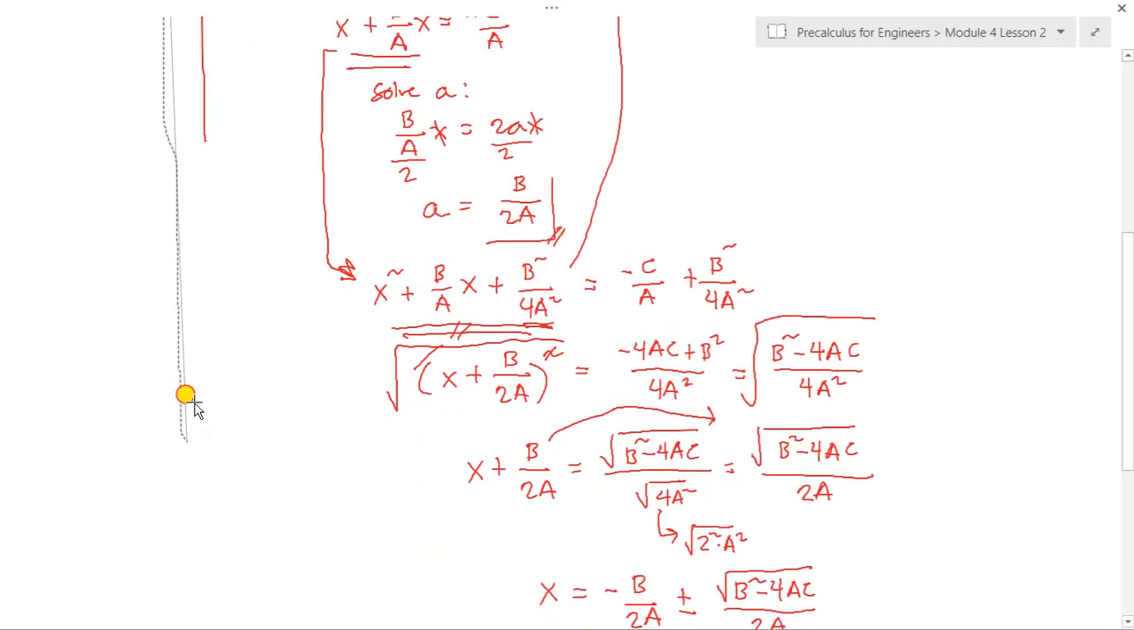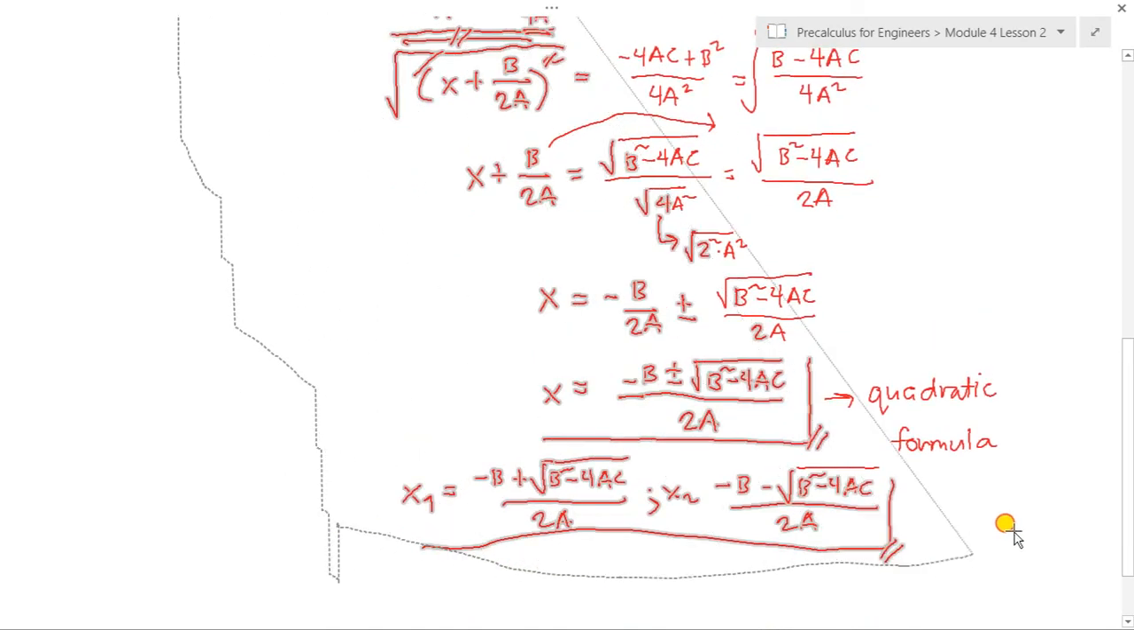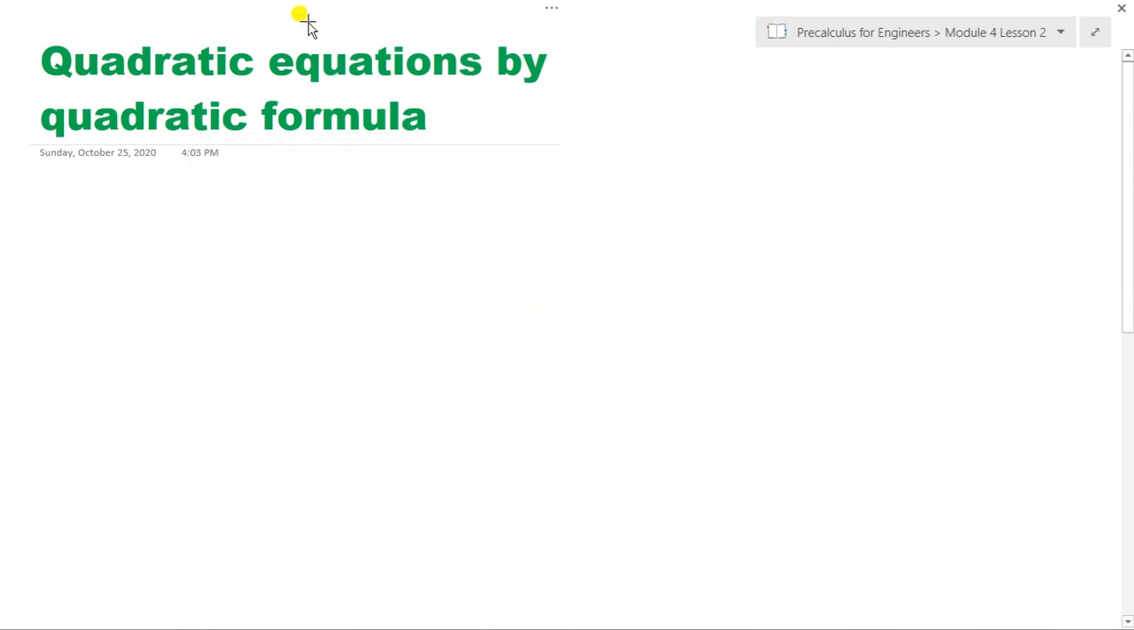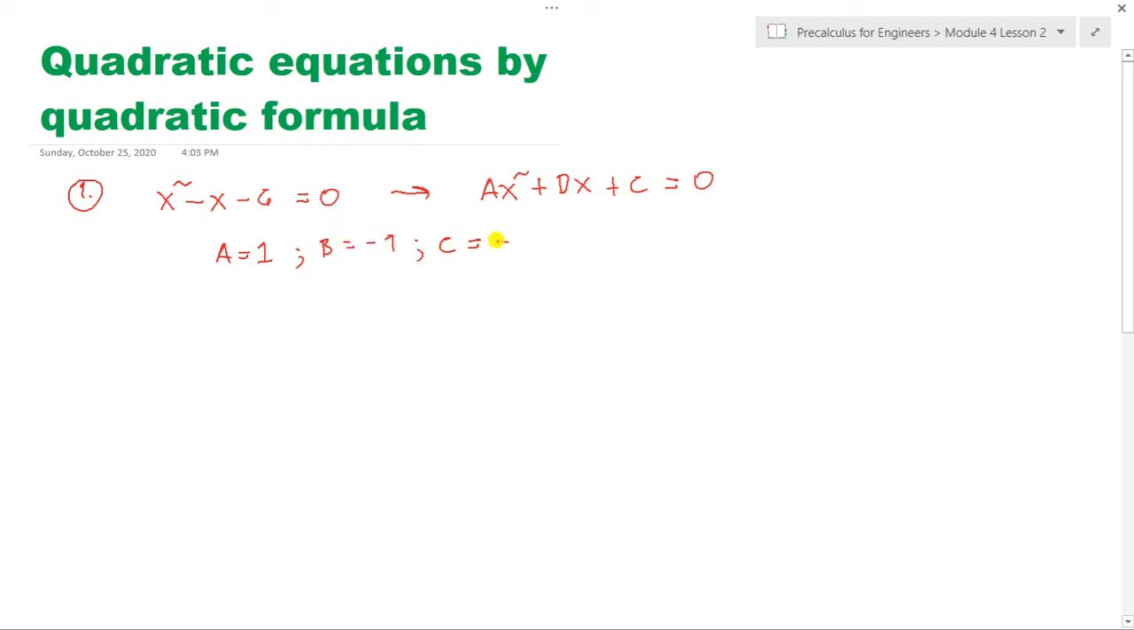So since we already know the derivation of our quadratic formula, let's solve some examples. So let's try this one, to see if it is effective, if our derived quadratic formula is correct. So we have our first example. The first one is x squared minus x minus 6 equals 0. So this should be of the form ax squared plus bx plus c equals 0. So from our equation we know that a is 1, b, the middle term, is negative 1, and our constant c is equal to negative 6.